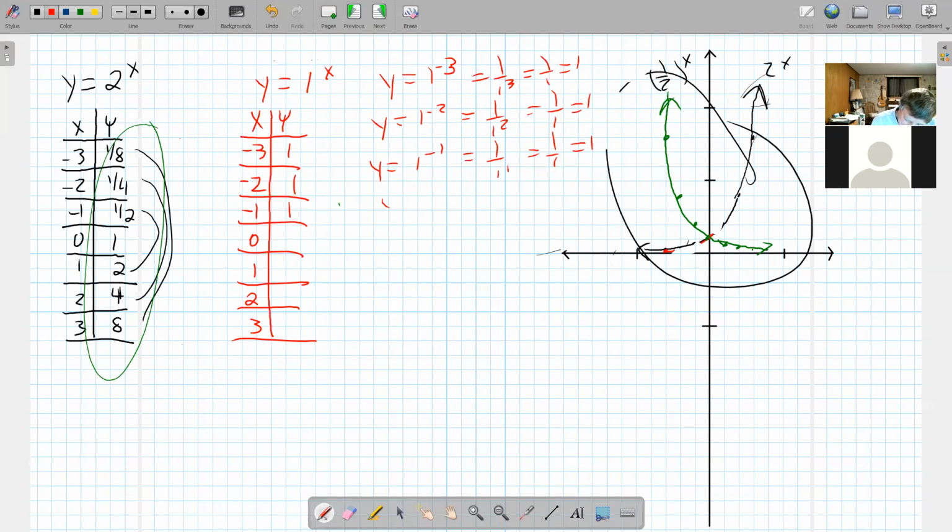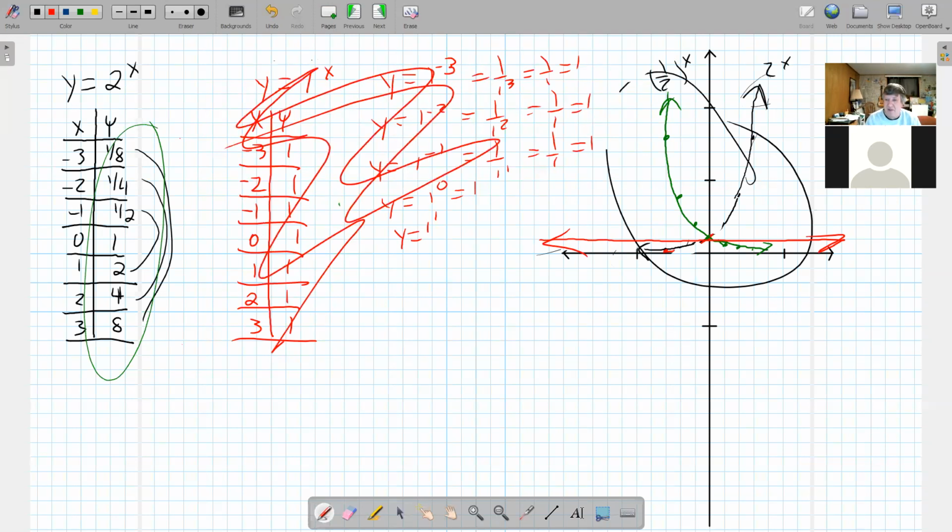If x is 0, y equals 1 to the 0 power, which is 1. If x is 1, y equals 1 to the 1, which is 1. If x is 2, y equals 1 squared, which is 1. 1 cubed is 1. So what happens here? What do I get? Well, no matter what x is, y is 1. So we get this horizontal line. Well, that doesn't look at all like those other functions, does it? No. Which is why we throw this one out. And we say that the base can't be 1. So this number here can't be a 1, because then it doesn't behave like an exponential function is supposed to behave. All right, one more example here.